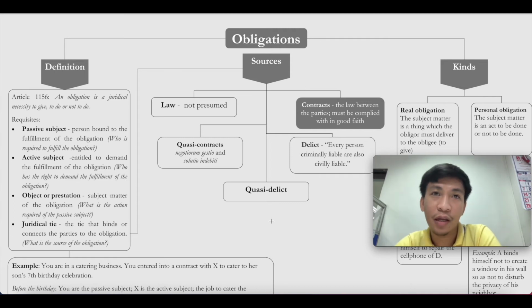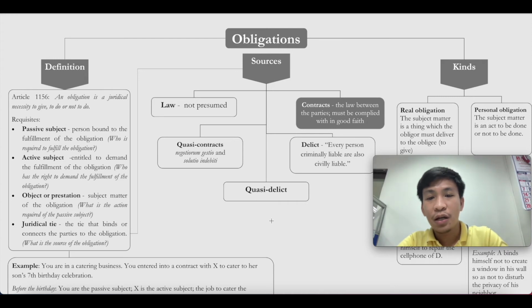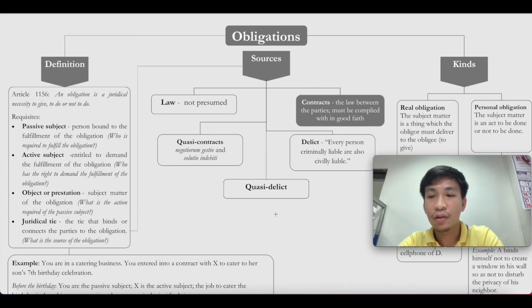Basically crime, anything that is punishable under the Revised Penal Code or special penal laws natin. So sabi diyan, every person who is criminally liable is also civilly liable. So 'di ba, kapag nakukulong yung isang tao, madalas hindi lang siya about yung pagkakulong per se, but there are also civil liabilities that come with it. So, another source of obligation yon.